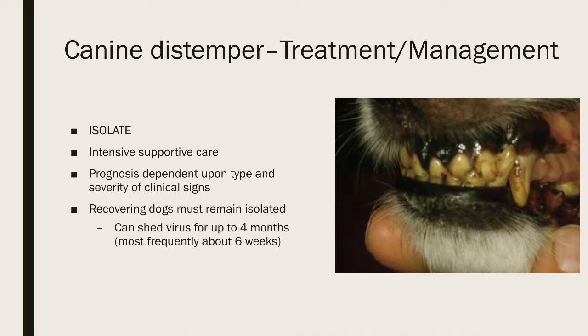Recovering dogs from distemper, if you have diagnosed distemper in these dogs, they have to remain isolated until you've confirmed that they're no longer shedding the virus, because they can shed virus for up to 4 months, but most frequently it's only about 6 weeks after the cessation of their clinical signs. The best way to do that is through a urine PCR or through respiratory swabs as well for PCR to show that they're not shedding the virus any longer.